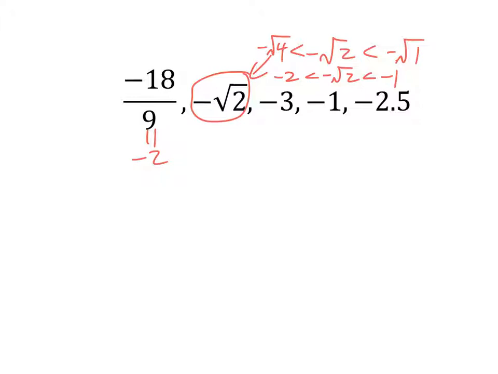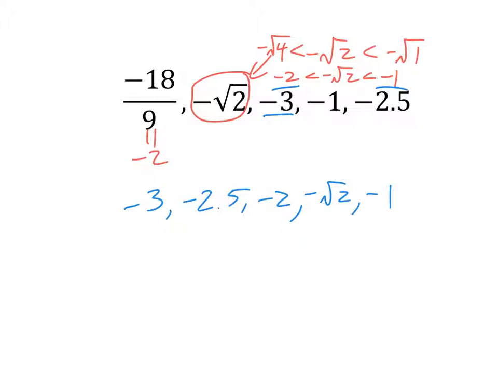Okay, so here, then our smallest number is going to be this negative 3, and then negative 2.5, negative 2. Then this one's going to be a little bit bigger. It's going to be right in between negative 2 and negative 1. So we'd have the negative square root of 2, and then negative 1 would be our final one here.